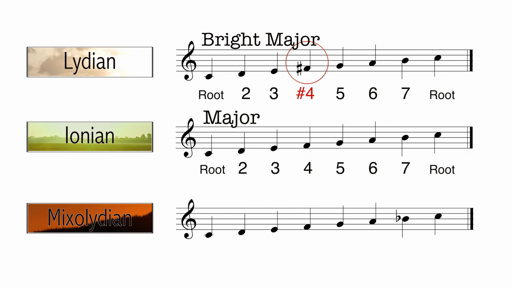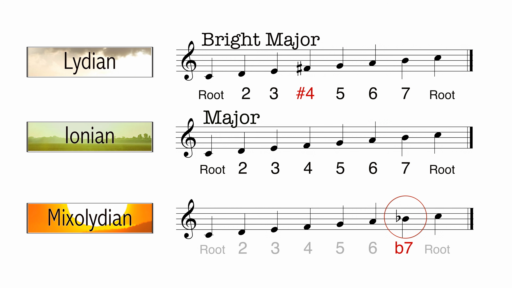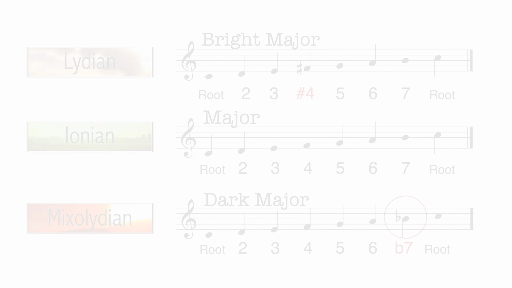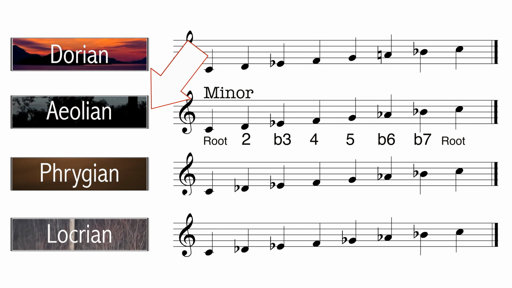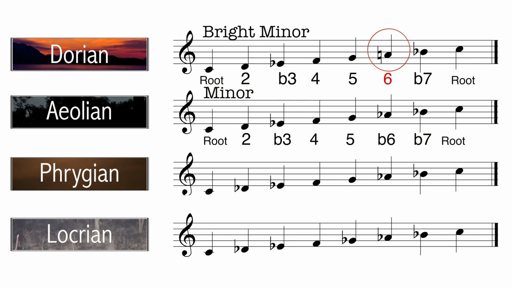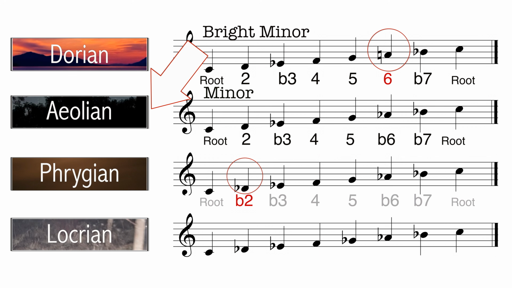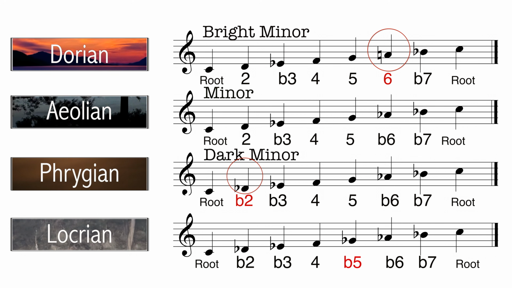In reverse, the Mixolydian scale is also the same as the Ionian or major scale, but with a flattened 7th degree, giving it its darker character. We'll call it dark major, my personal favorite. If we look at minor world, Dorian is basically an Aeolian or minor scale with a raised 6th degree, which makes it brighter than the minor scale. And Phrygian is a minor scale with this flattened 2nd degree, which makes it darker than the minor scale.